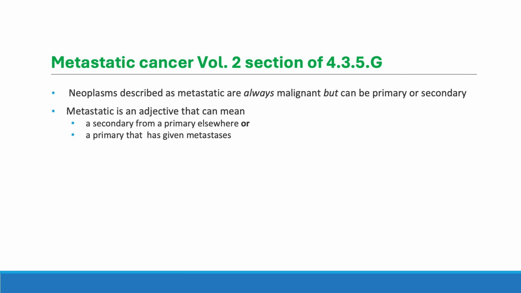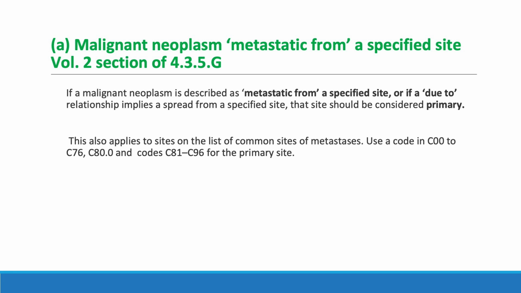Neoplasms described as metastatic are always malignant, but can be either primary or secondary in nature. The term metastatic is an adjective that can refer to either a secondary cancer that has spread from a primary site elsewhere in the body, or a primary cancer that has given rise to metastases in other locations. When a malignant neoplasm is described as metastatic from a specified site or a due to relationship indicates spread from a specific site.